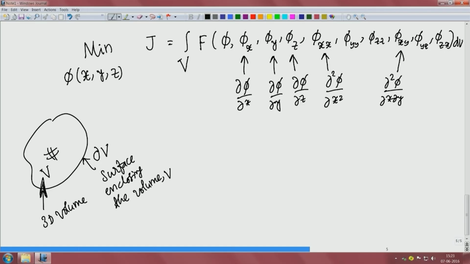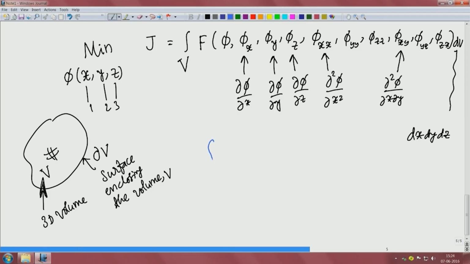I can have a general function in 3 independent variables. When I say dV here, what I really mean is dx, dy, dz, okay, dx, dy, dz we can have. So, 1, 2, 3 independent variables. How do we do it? It is exactly the same way.